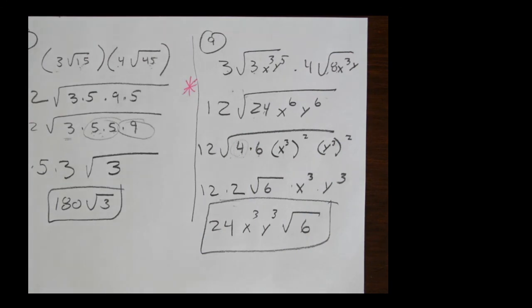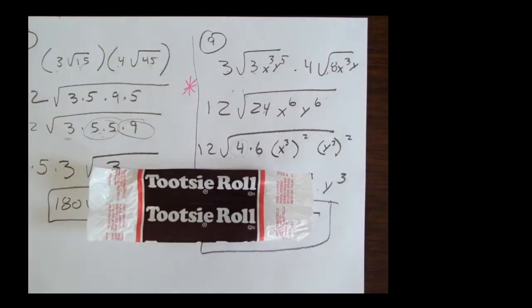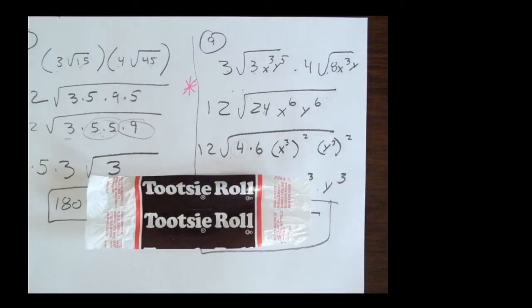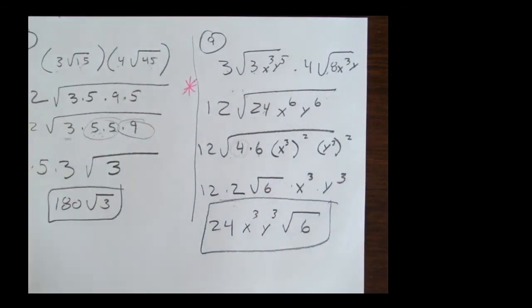All right? Elijah, this one's for you. I just had a little snack before I did this. I had a good Tootsie Roll, one of my favorite little candies to have. I don't like a lot of candy, but Tootsie Rolls are pretty good.